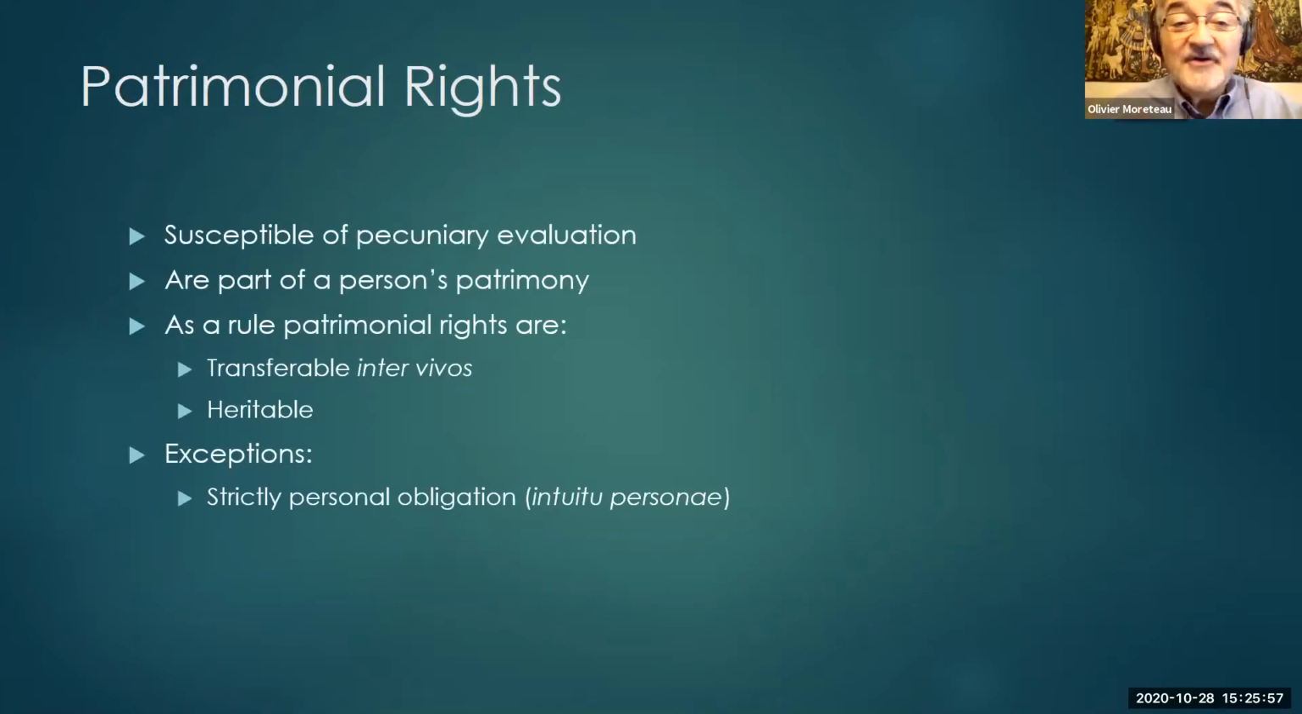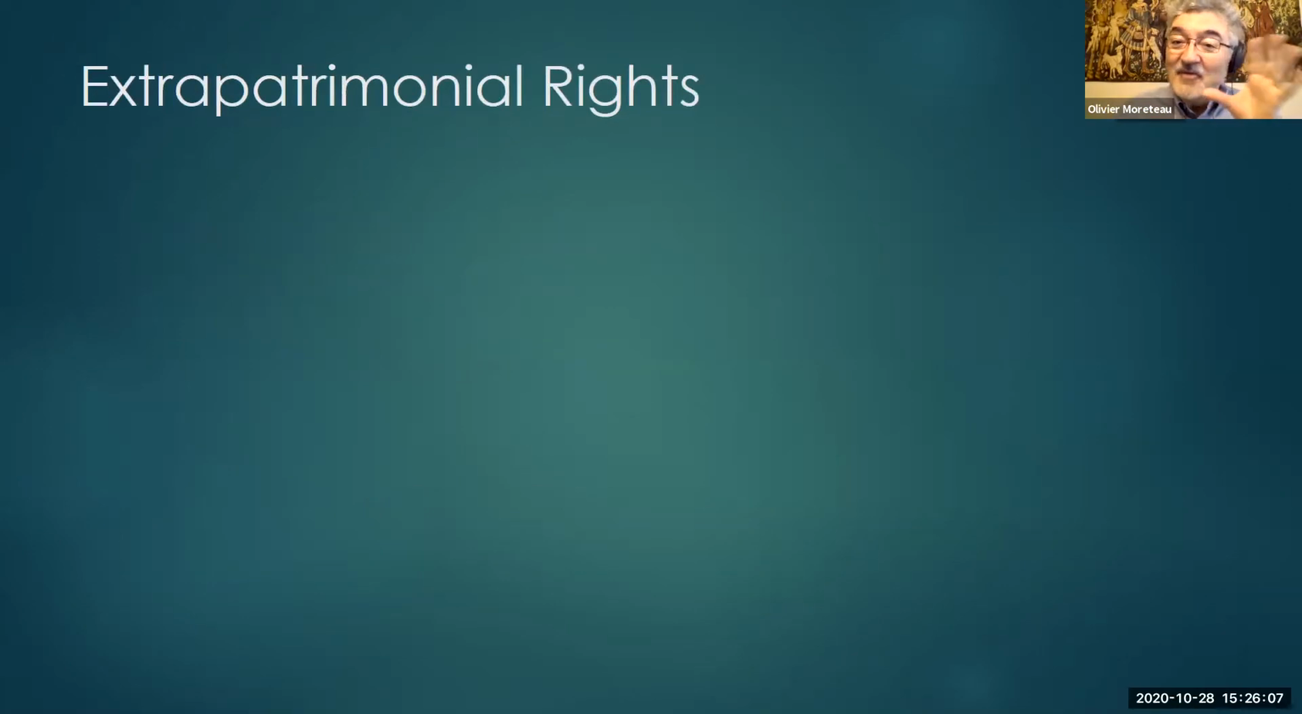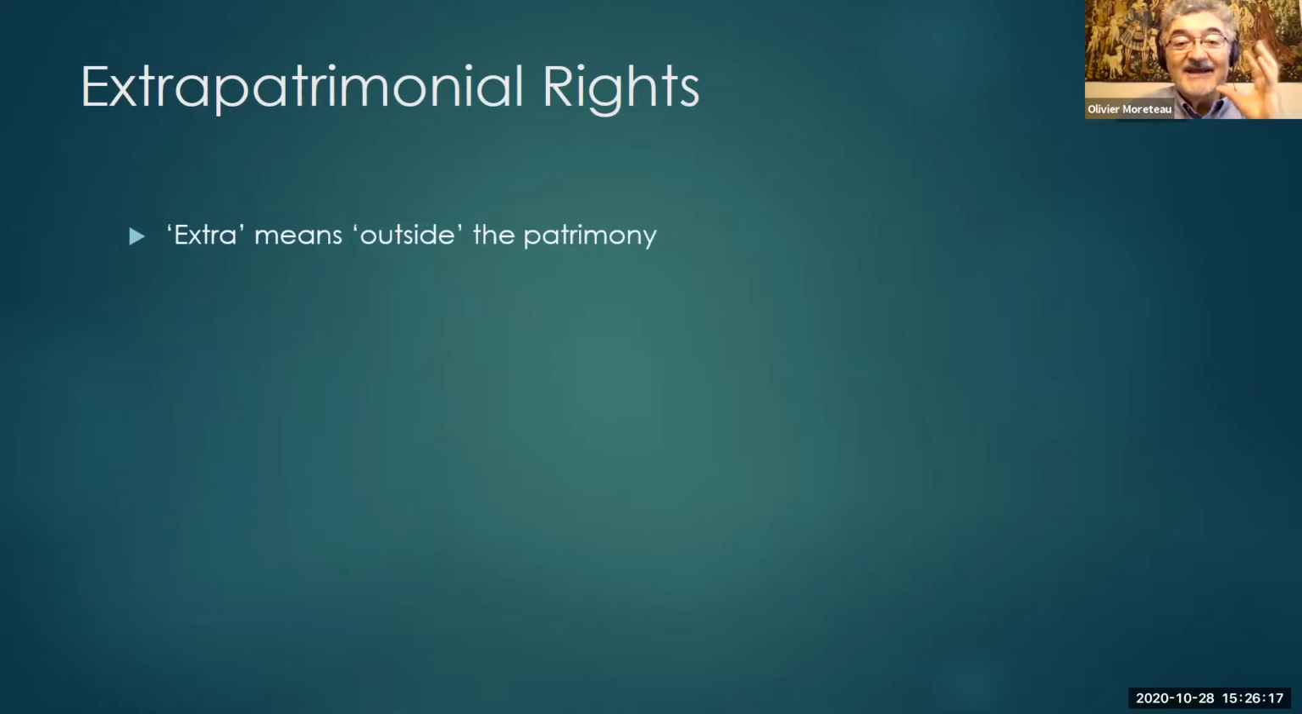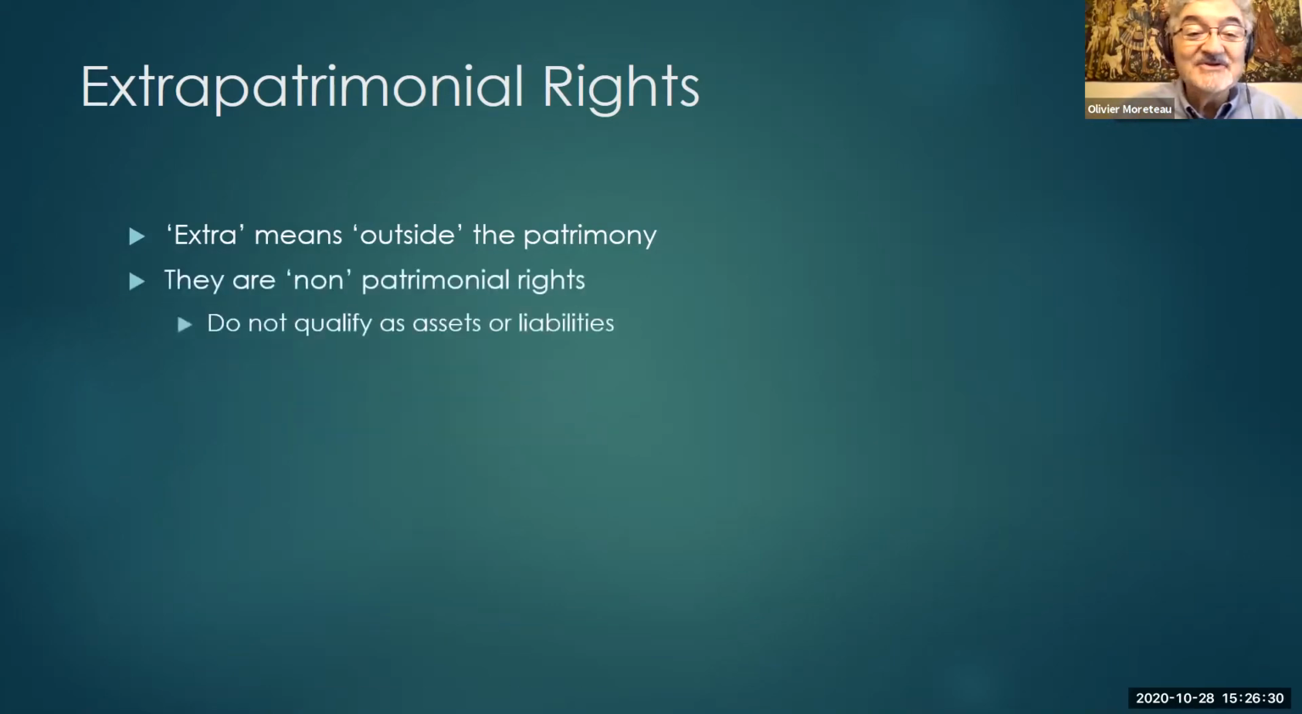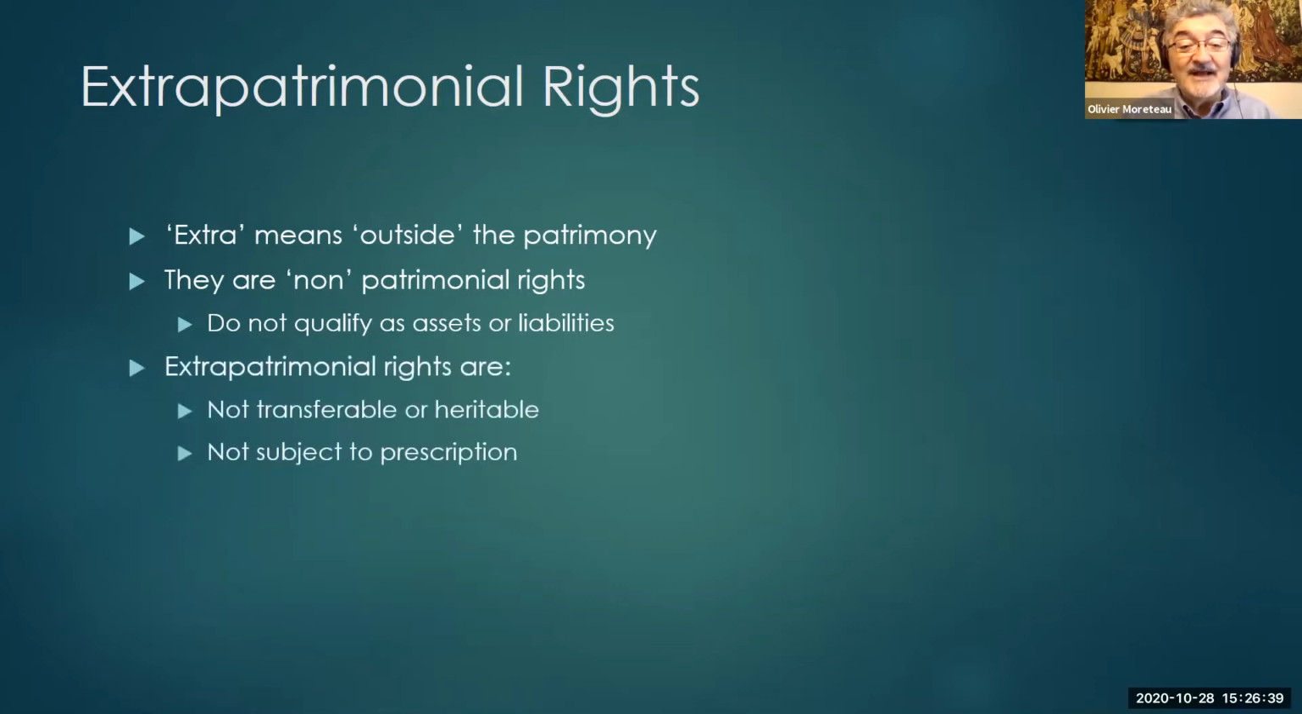So indeed, in the economy, we are constantly trading patrimonial rights, and we will study them in more detail in other videos. Let us get now to the more complicated part, the extra-patrimonial rights. I gave you the example of voting rights, but I'm not going to discuss it. What these rights have in common, and that applies, by the way, to the voting right, is that extra-patrimonial, extra means that it is outside the patrimony. You cannot fit those rights into the patrimony. They are non-patrimonial rights, if you prefer to put it that way, that do not qualify as assets or liability. They are not transferable. They are not heritable.